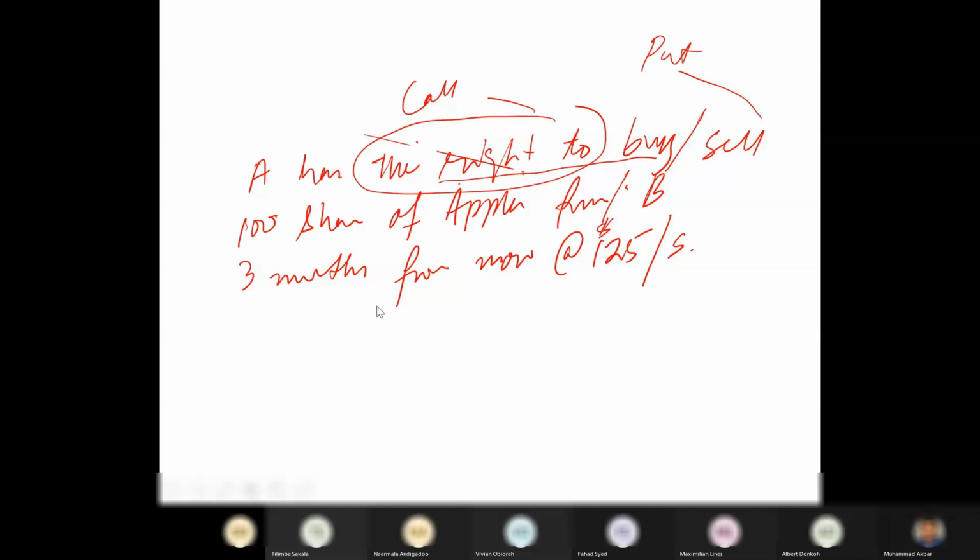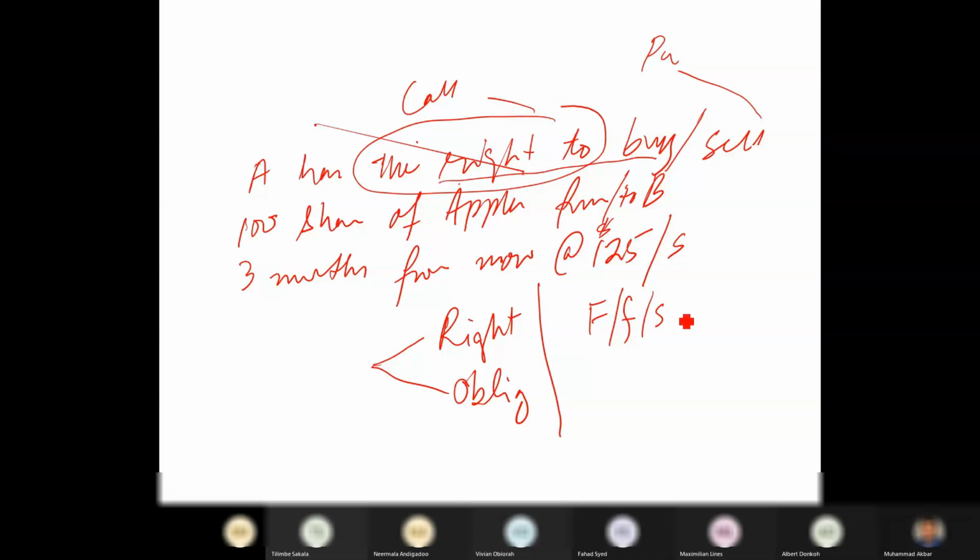Now, what does the right mean? If it is valuable, if it is beneficial to the buyer of the call or the buyer of the put, only then they will exercise their right. So in options, one party has the right and the other party has the obligation. In all the other derivatives, in forwards, futures, and swaps, both parties have the obligation. In options, one party has the right and the other has the obligation. The buyer has the right, the seller of the option has the obligation.